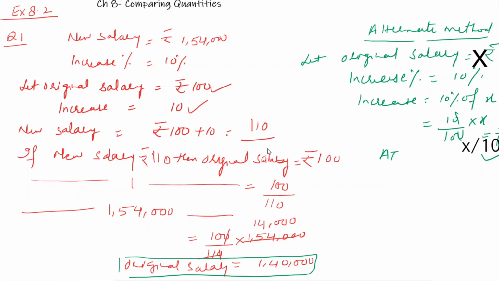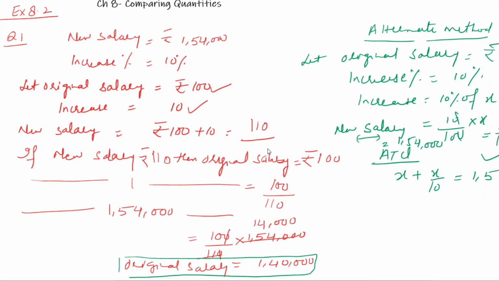So according to the question, if you add the original salary and the increase amount, then you get the new salary. Though I have not mentioned it, you must mention it, because I have already discussed this question. I'm not repeating all, but this has to be somewhere written. Now we have to simplify this equation. We'll take 10 as LCM. So this is 10x plus x equals 1,54,000. So this becomes 11x upon 10 is equal to 1,54,000.